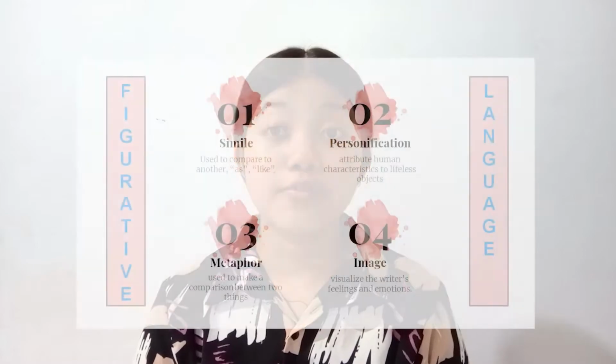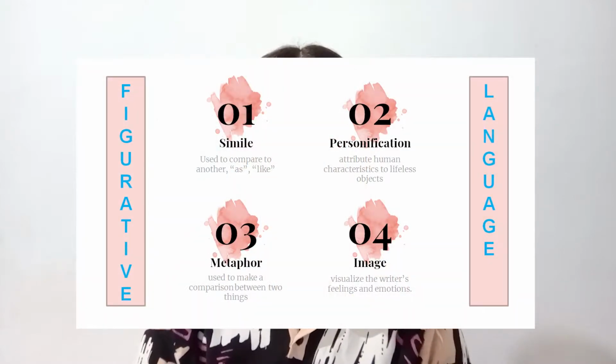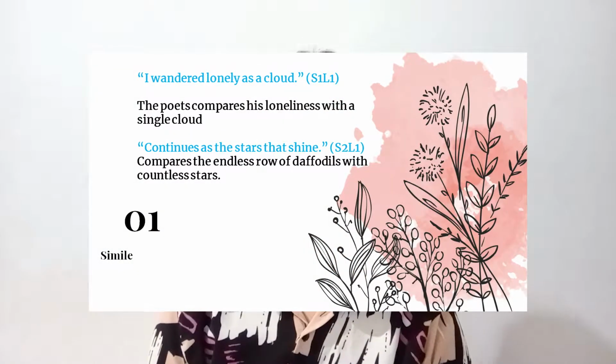Hello everyone, now I will explain the figurative language elements that I found in the Daffodils poem. There are several elements of figurative language in this poem, the first one being simile. Similes are usually used to compare one object to another using as or like. There are two similes used in this poem.